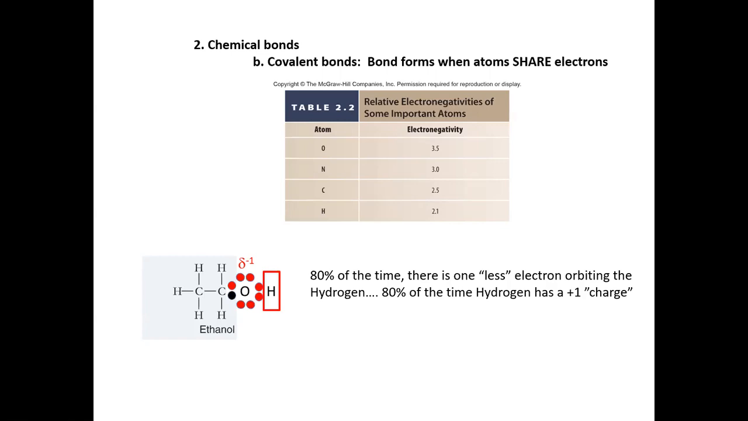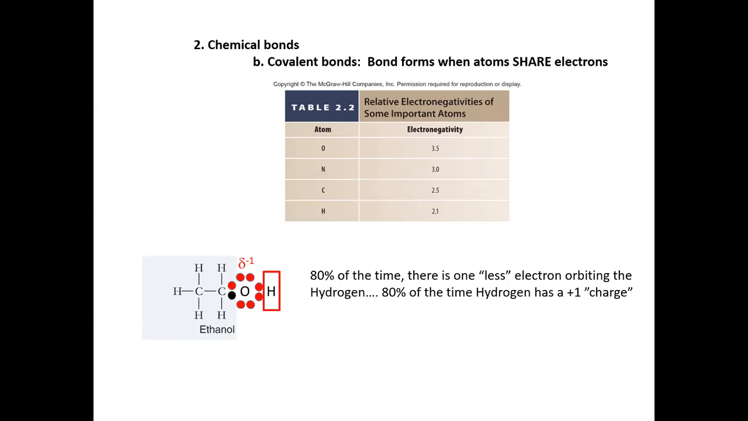Now, what about 80% of the time? That means there's one less electron orbiting the hydrogen. I brought my taco salad. I only got one dish. Oxygen's like, it's your fault. Need to be more aggressive. Anyways, whatever. So that means that there's one less electron orbiting the hydrogen.